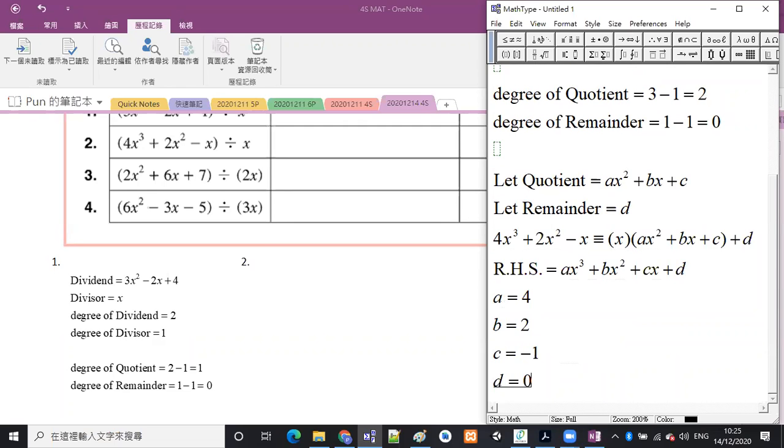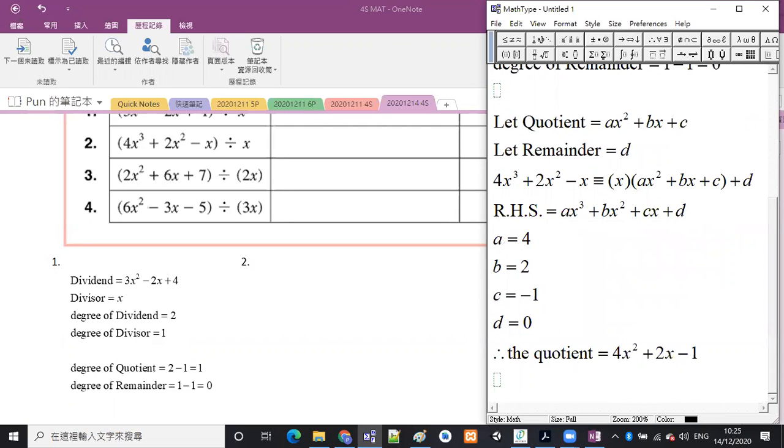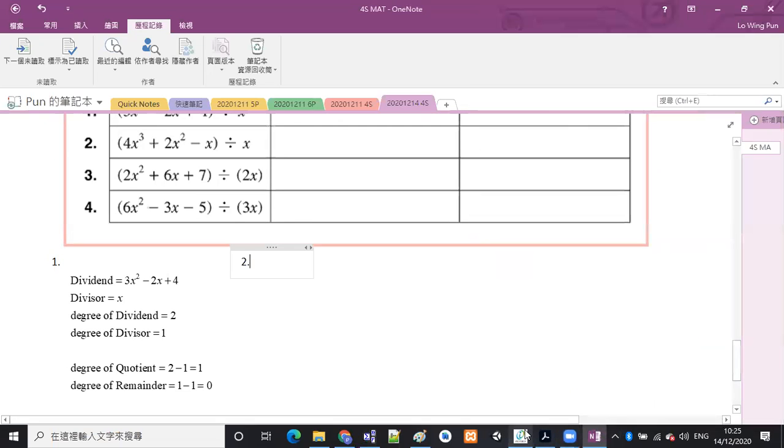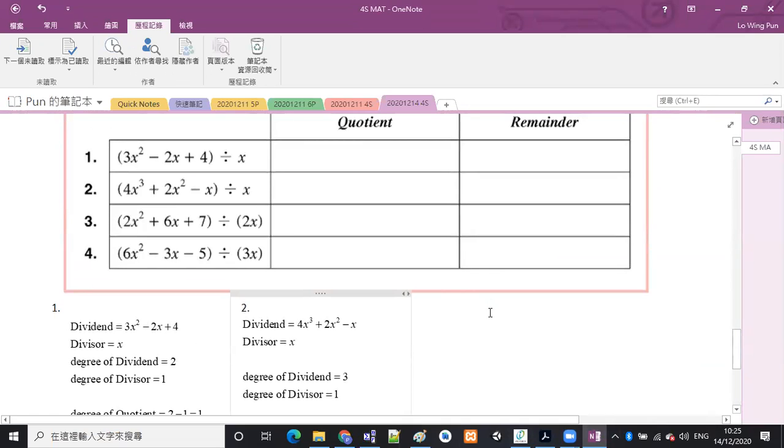You get this? Okay, therefore, writing down the conclusion, the quotient should be equal to 4x squared plus 2x minus 1. And the remainder should be equal to 0. Okay, no remainder. Get this? Oh, there you go. Number 3.